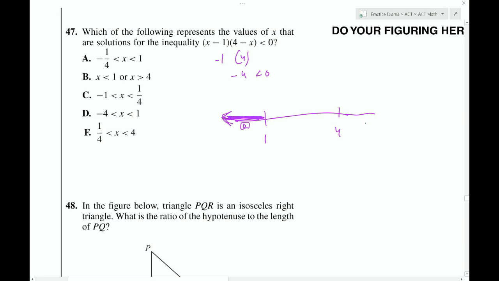And then similarly, I could plug in a value of 5 to test this region. So 4 minus 5 is negative 1. And then 5 minus 1 is 4. So we get negative 4, which is again less than 0. That's true. So this gets shaded in to the right here. And if we plugged in 2 or something in the middle here, that should come out positive, right? So we get x has to be either less than 1 or x has to be greater than 4. And that's what choice B says.